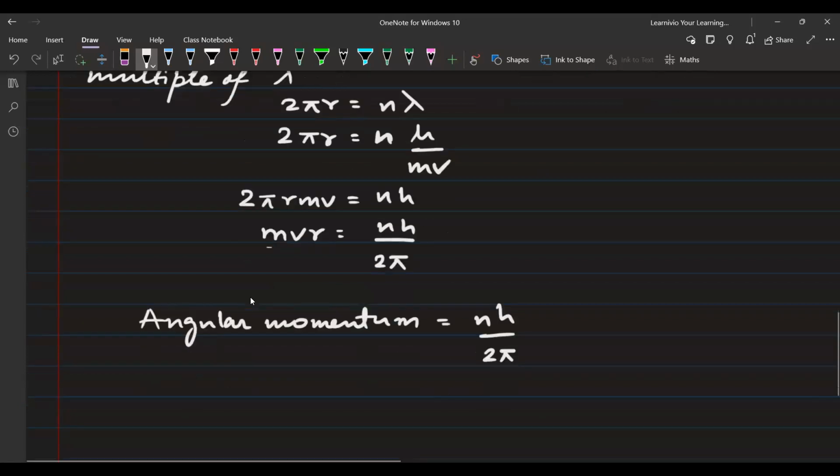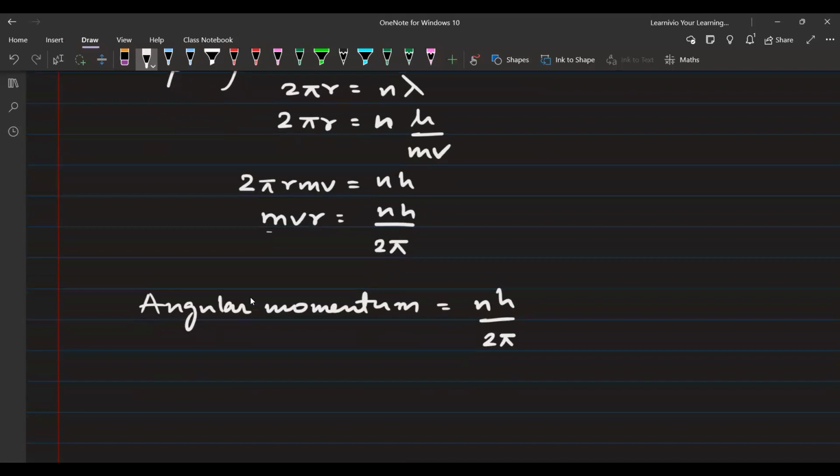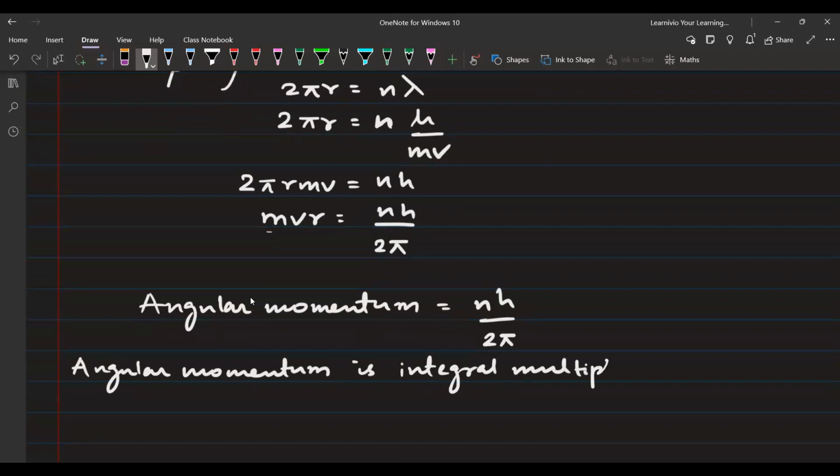यहाँ पे एक चीज देखिएगा, एंगुलर मोमेंटम is integral multiple of h upon 2 pi. So angular momentum will be either 1 h upon 2 pi, 2h/2 पाई, 3h/2 पाई, ठीक है. It will never be 2.5, ऐसा कुछ नहीं होगा. Will be one integer which is multiplied to h/2 पाई.